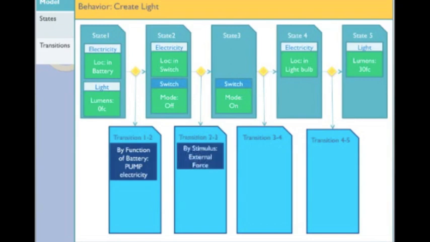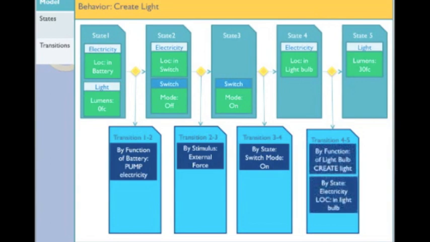State 2 changes to state 3 because an external force changed the switch from off to on. This is an explanation by external stimulus: some force external to the system, like a finger, pushes the switch from the off state to the on state. State 3 changes to state 4 because the switch mode is on, which is an explanation by state. The state of the switch is on, allowing the electricity to flow to the light bulb.